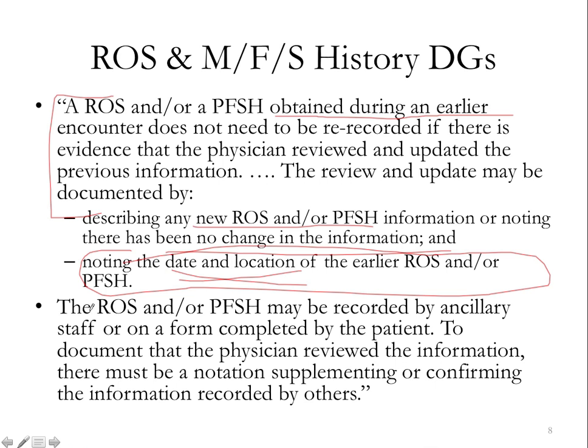The official documentation guidelines also tell us that a review of systems and or a past family social history can be recorded by ancillary staff or on a form that's completed by the patient. So this would be a patient questionnaire. In the audit that I recently conducted for Mercer Bucks Cardiology, there were patient questionnaires. I saw a couple of different forms of patient questionnaires, and those certainly add to the level of documentation. However, they were much lengthier than they needed to be, and they didn't pinpoint the specific buzzwords.